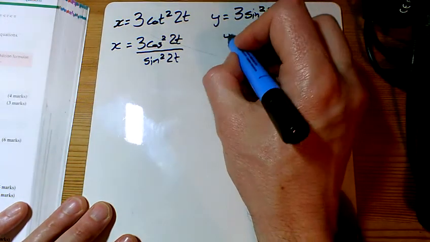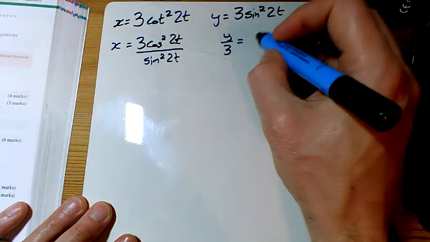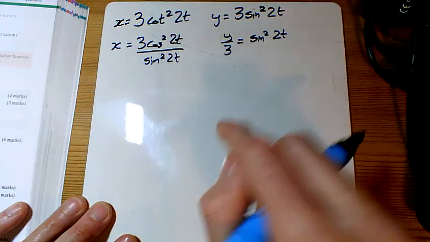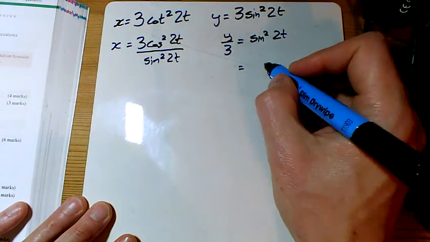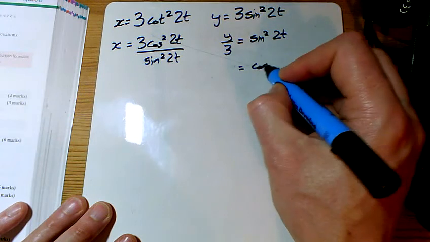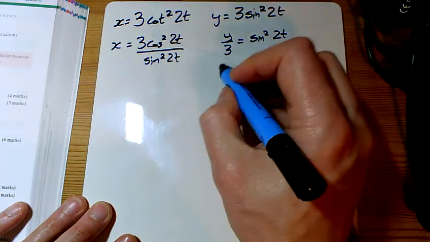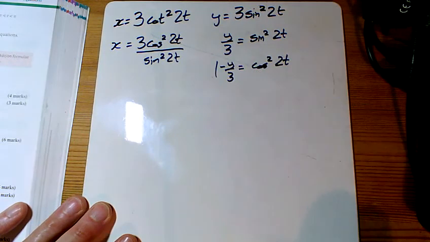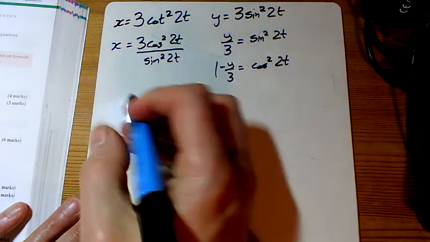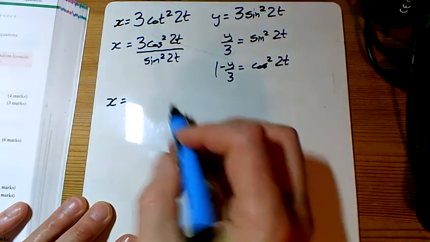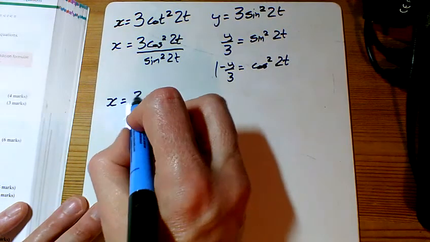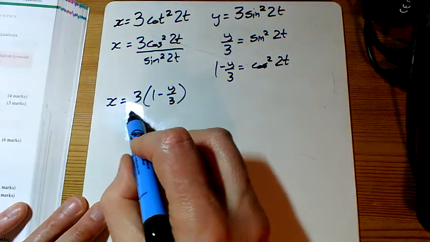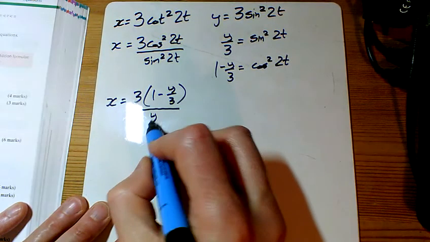Now, y divided by 3 is sine squared 2t. We're going to need that in a second. And of course, cos squared is 1 minus sine squared. So cos squared is 1 minus y over 3. And I'm going to put these in here now. X equals 3 lots of 1 minus y over 3 divided by y over 3.